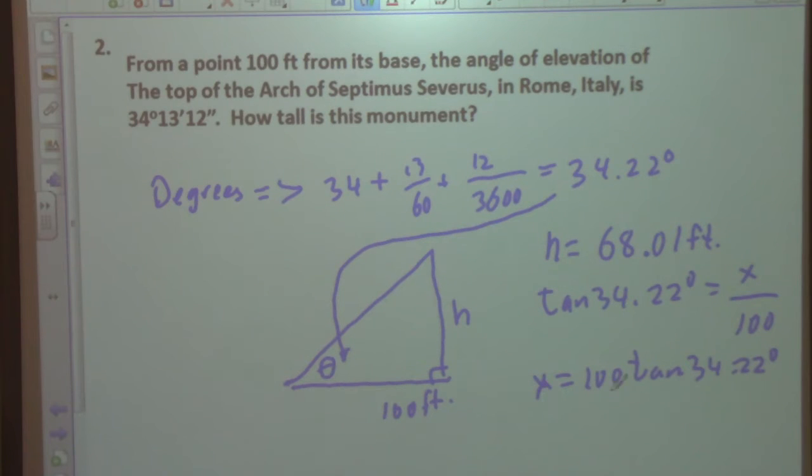Does the answer make sense? If that's 100, does this look like it should be 68.01? Yes. Yeah. All right. Questions on that one? Okay, good. To me, this is the first one here where you actually have to draw the picture to figure out what it is. So that's an issue.